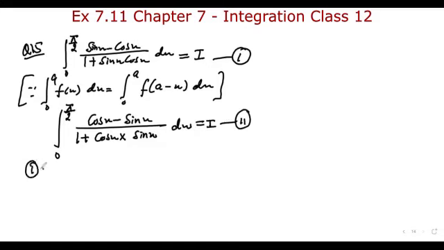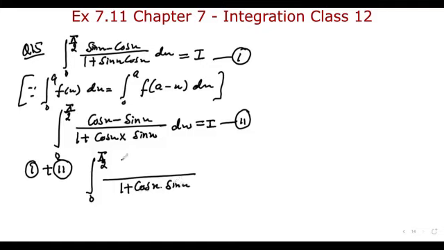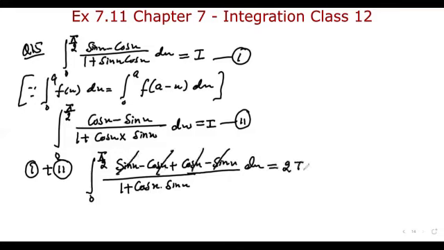Now adding first and second. If I add, the denominator is definitely the same here, so 1 plus cos x into sin x. And if I add the numerators, sin x minus cos x plus cos x minus sin x. So all the terms are going to cancel here. That means 2I is equal to 0. So this implies I is also 0.